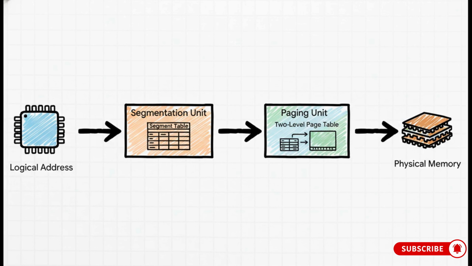Intel's classic 32-bit architecture did something really fascinating. They took a hybrid approach. They didn't want to give up on the programmer-friendly model of segmentation, but they absolutely needed the efficiency of paging to get rid of fragmentation. So they just did both.